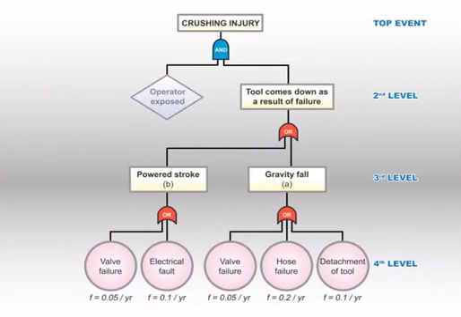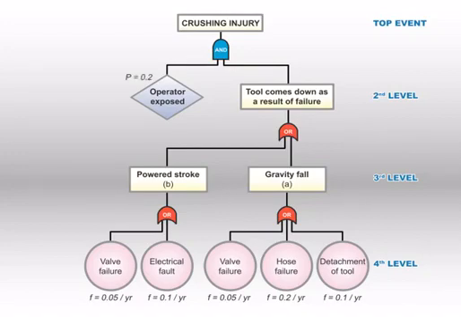The last bit of information we need to add to the fault tree is the probability of the operator suffering an injury. As we said earlier, we know this is 20%, but for the fault tree calculations we need it as a decimal, which we calculated as 0.2.